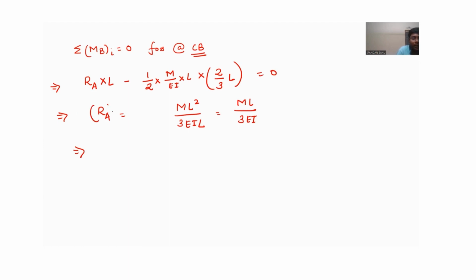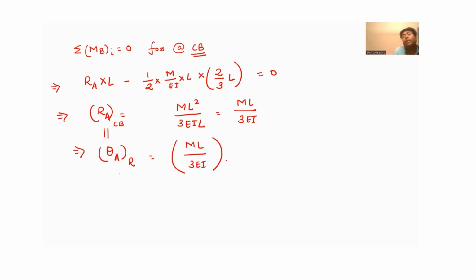But RA is the unknown of the conjugate beam, and that is equal to theta A of the real beam. So theta A equals ML upon 3EI.